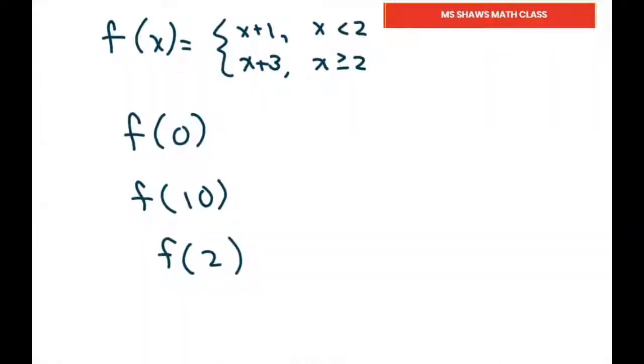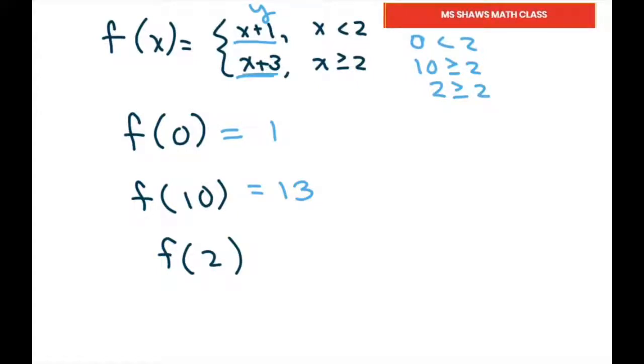All right, now we just need to evaluate, and if you did all that other work, this should be easy. So f of 0: 0 is less than 2, so we have to use this function. This is your y, remember? So 0 plus 1 is 1. And 10 is greater than 2, so we're going to use this one. 10 plus 3 is 13. And if you use 2, 2 is greater than or equal to 2, so you plug it in here and you get 5.